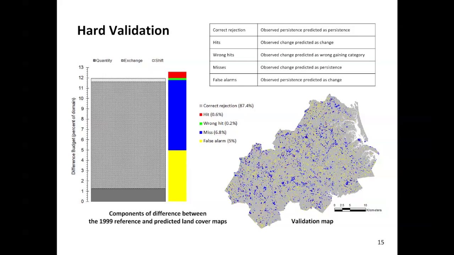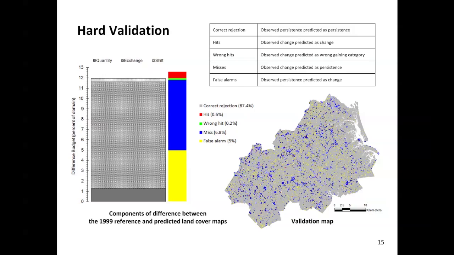Hits of the model, which correspond to observed change predicted as change, represent 0.9% of the landscape. Most of the predicted change was predicted at incorrect locations, as we see from the proportion of the false alarms and wrong hits. The false alarms represent errors due to observed persistence predicted as change, while wrong hits refer to errors due to observed change predicted as wrong gaining category. Misses represent errors due to observed change predicted as persistence. The figure on the right is the validation map produced by the cross-tabulation displayed under a special palette.